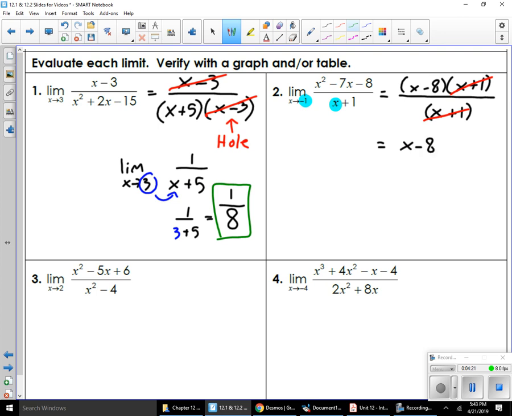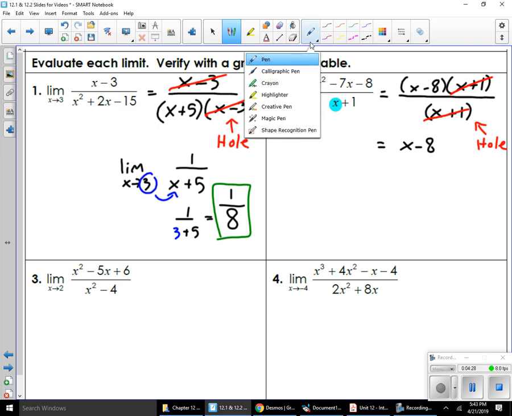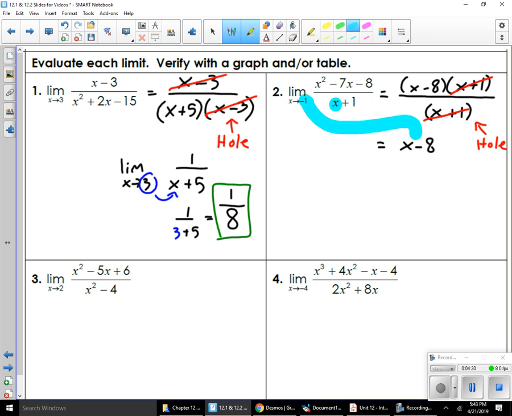It would just have a hole in the graph. No big deal, though, because we can substitute that -1 into this function. That would just be -1, take away 8. So this limit is going to be -9. If you would like to go ahead and make a graph to confirm, I promise it does work. Factoring strikes again.